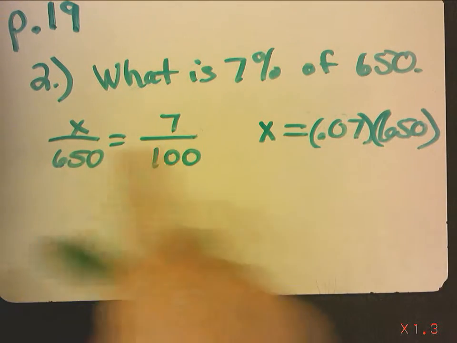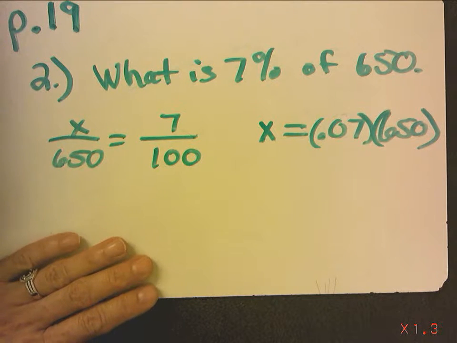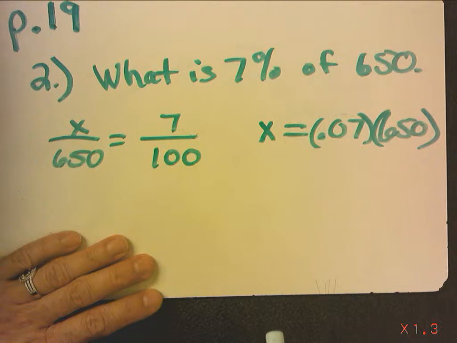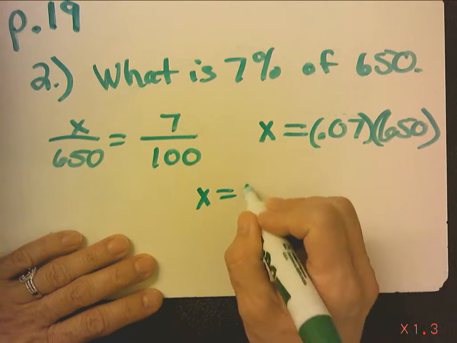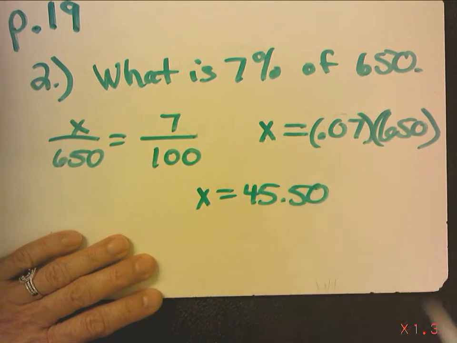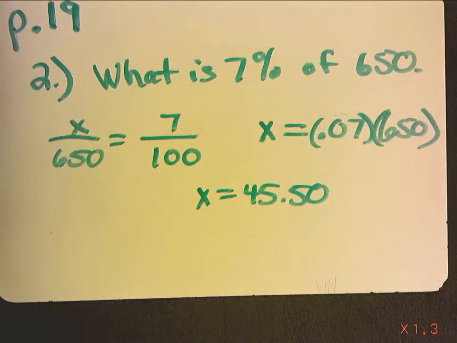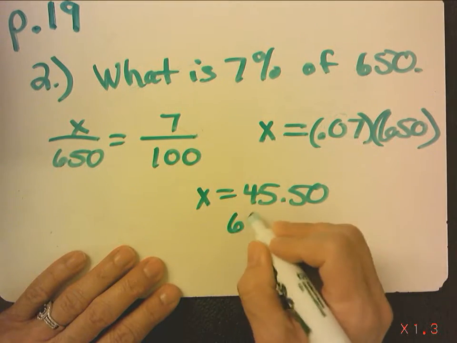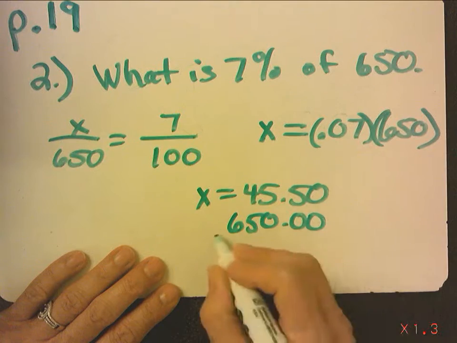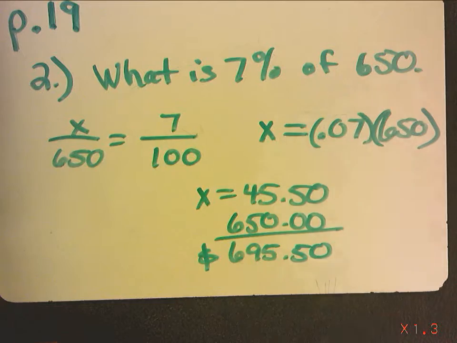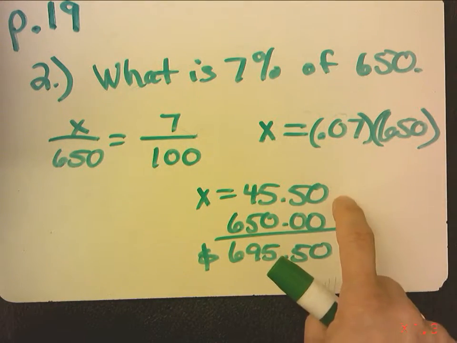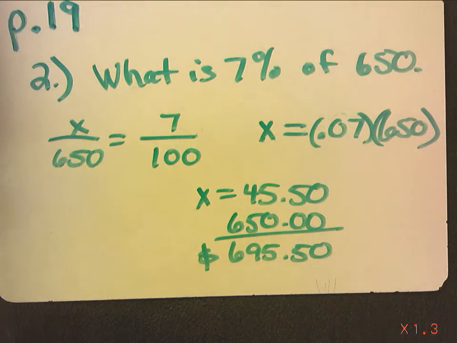Now, using either one of these, you end up getting an answer of X equals $45.50. But now, what do we do with the $45.50? For sales tax, you have to add it to the original cost. So this ends up being $695.50. So that's one way to get the new total cost. Your sales tax is $45.50, the total cost is $695.50.